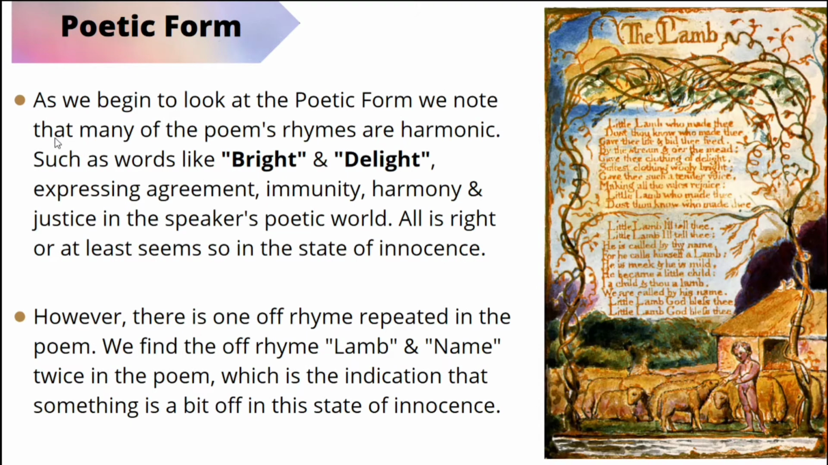So in the poetic form, as we begin to look at, we note that many of the poem's rhymes are harmonic, such as words like bright and delight, expressing agreement, immunity, and harmony and justice in the speaker's poetic world. All is right, and at least seems so, in the state of innocence. However, there is one off rhyme repeated in the poem. We can find the off rhyme, lamb and name. You can see here.